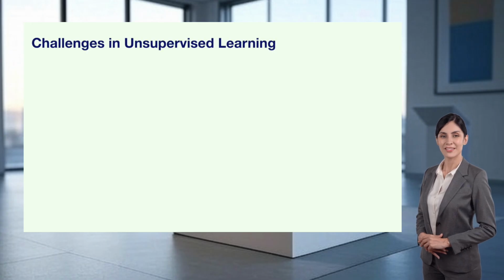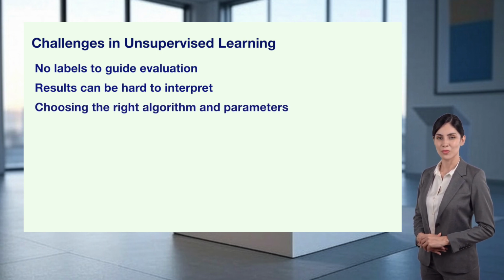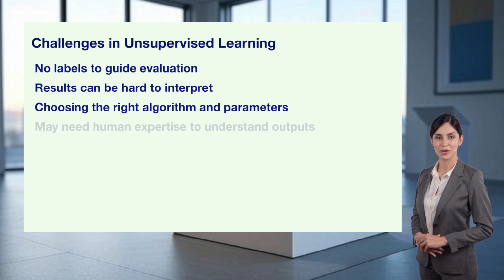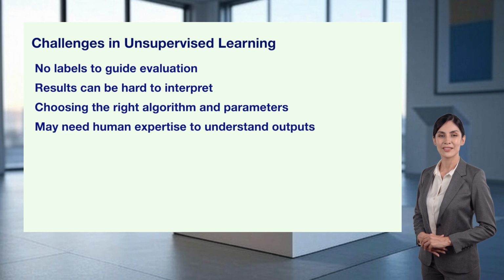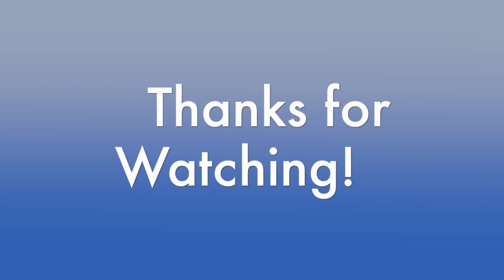Unsupervised learning has its challenges. Since there are no labels, it's hard to evaluate if the results are correct or meaningful. The patterns found, like clusters, can sometimes be difficult to interpret without context. Choosing the right algorithm and parameters, like the number of clusters in k-means, is also tricky. Often, human expertise is needed to make sense of the outputs. These challenges highlight the importance of careful analysis in unsupervised learning.